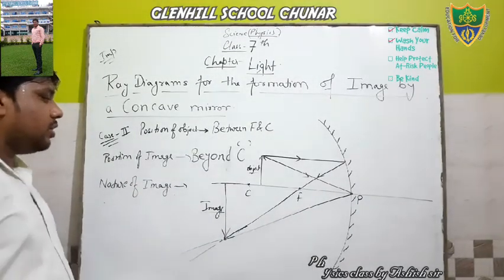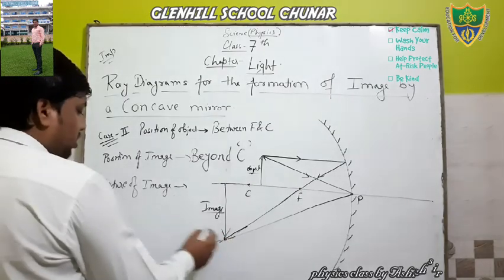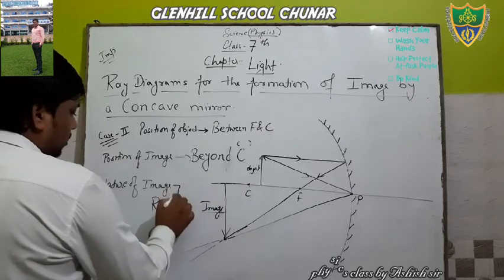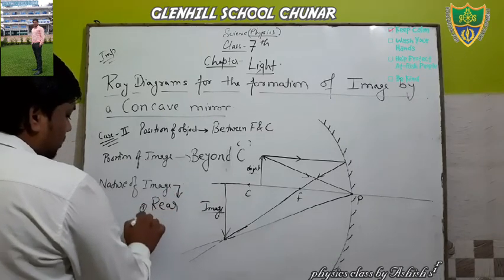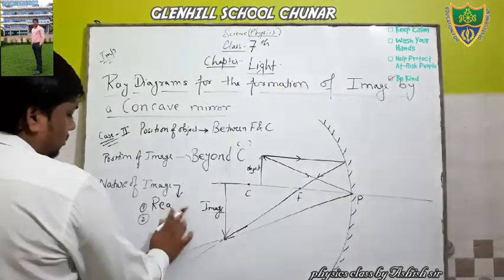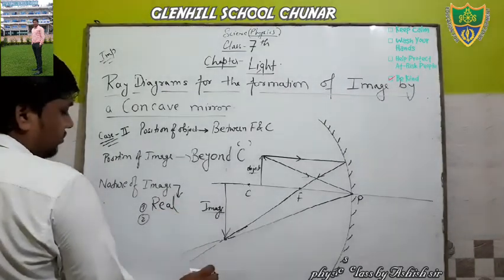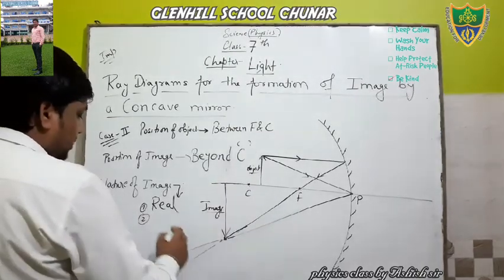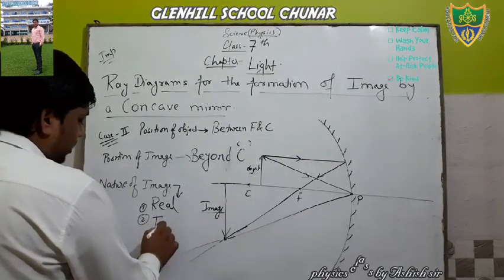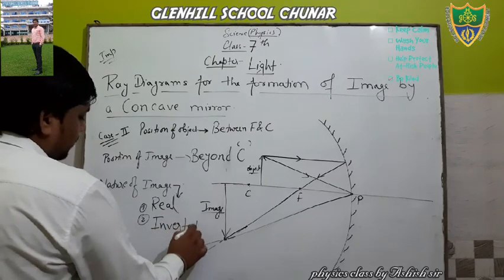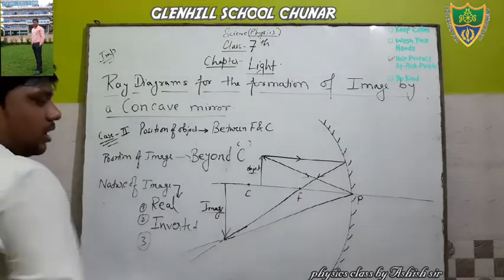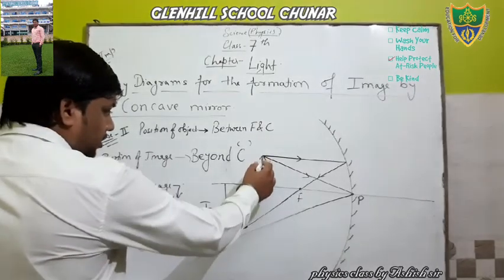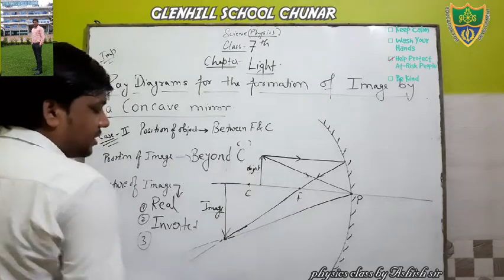Now nature of image is what? See, simply the light actually meet. So first is real. Second is what? The image is inverted because it formed below the principal axis. Inverted. And third is one what? The size of image is greater than object.